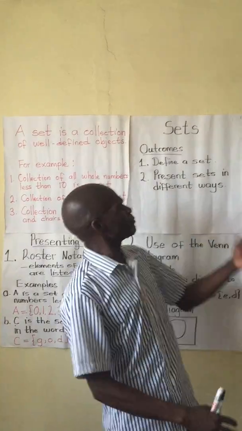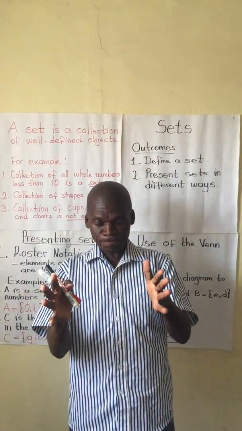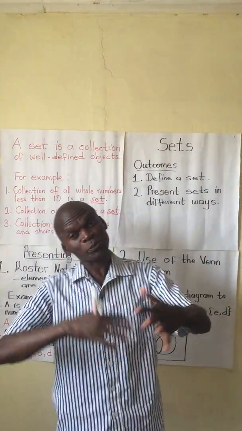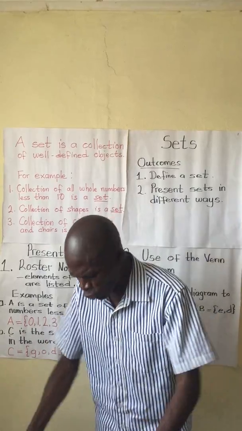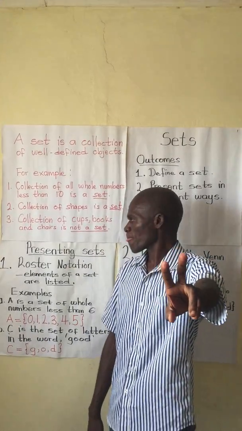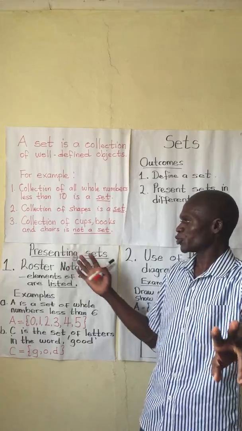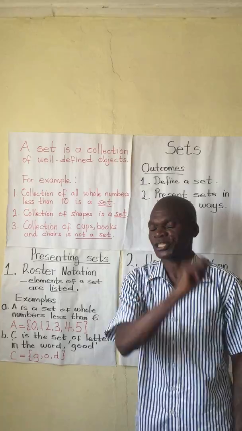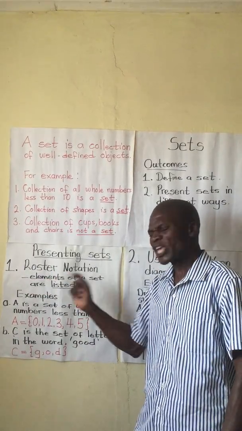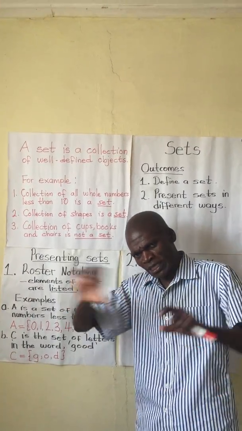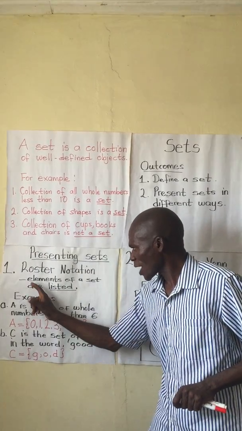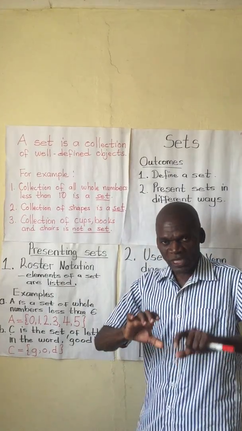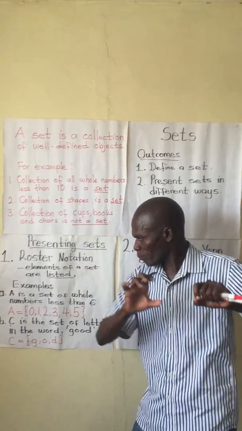Now, how do we come to number 2? We've defined what a set is. Number 2, we are looking at how we can present these sets. How would we put these sets? We'll look at 2. The first one, how we can do the presentation, is what we call the roster notation. So in this, we are talking about listing. You list them, you come up with them. Elements of a set are listed. We list them, we come up with them.